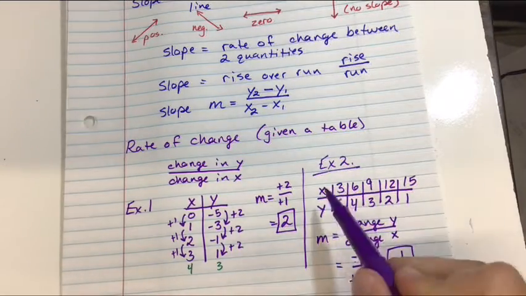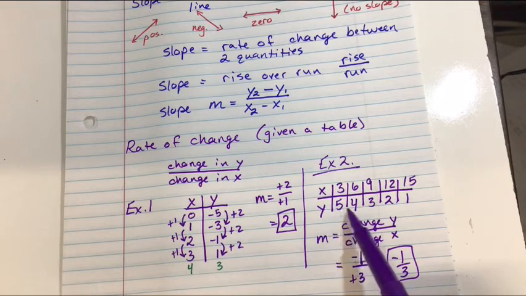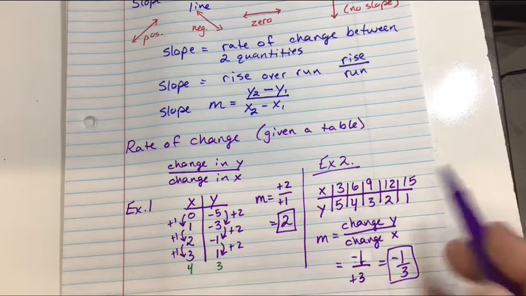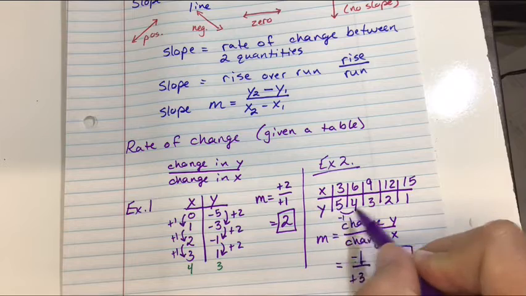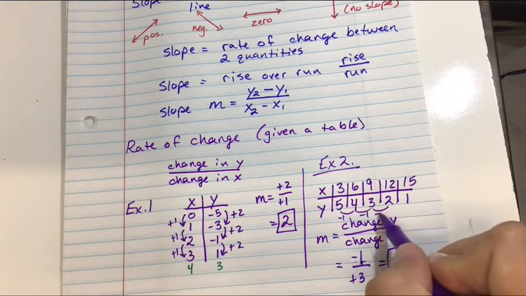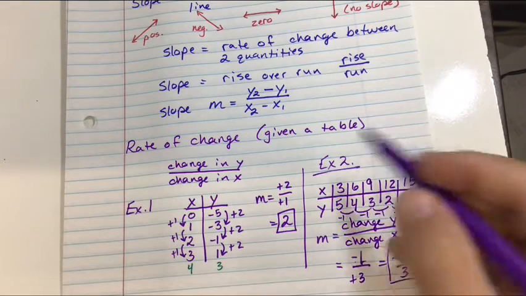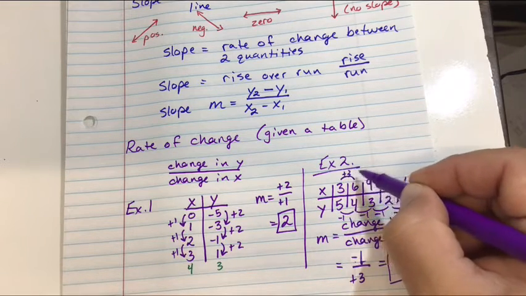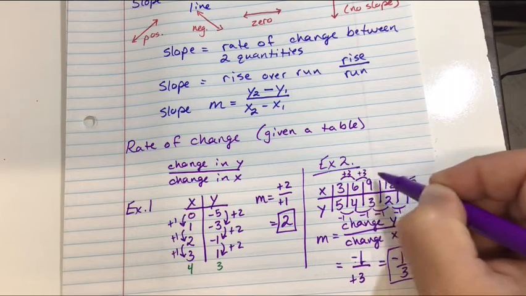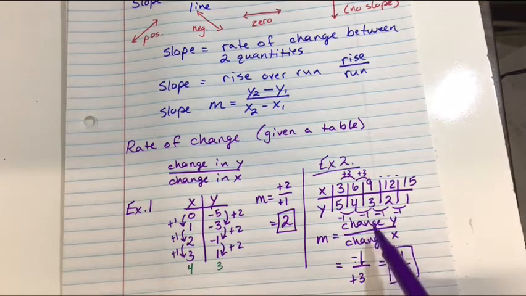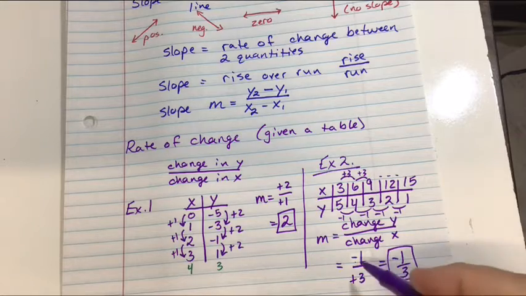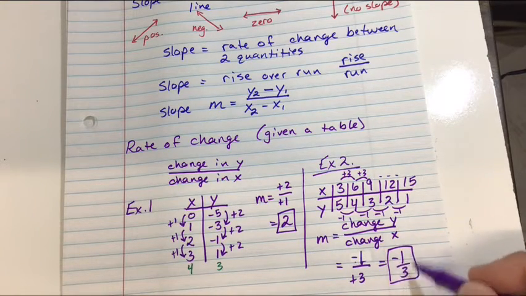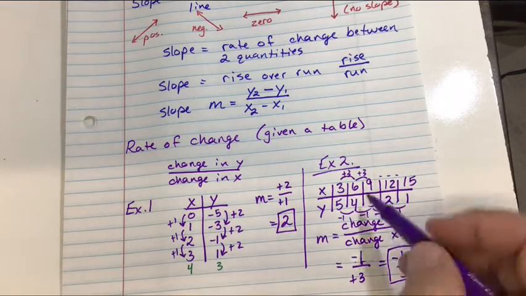Okay, every time our y changes going from left to right, we are subtracting 1. But every time we go to the right for our x values, we're going to go up 3. So that's adding 3, so on and so forth. So our change in y's is -1. Our change in x's is +3. -1 over +3 is just the fraction -1/3. So the rate of change here is -1/3.